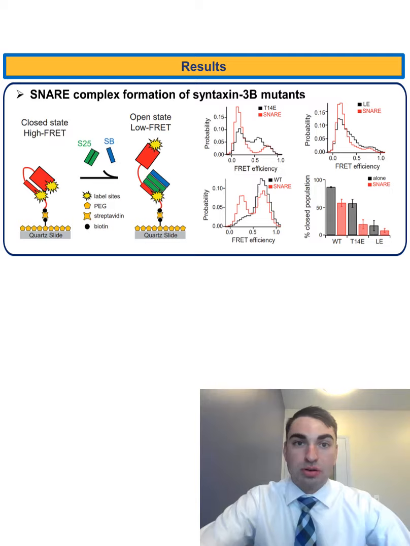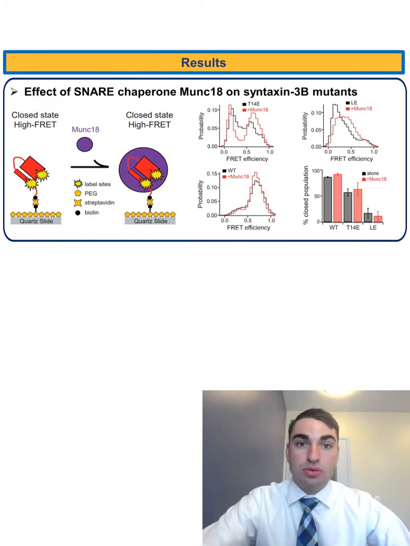Next, we monitored how efficiently the syntaxins form ternary SNARE complex, and we added SNAP25 and synaptobrevin at 10 micromolar concentration. What we found was that the phosphomimetic mutation and the LE mutation efficiently created ternary SNARE complex assembly compared to the wild type. And finally, we looked at the effect of the SNARE chaperone MUNC18, which is known to bind tightly to syntaxin, locking it in a closed conformation. Interestingly, MUNC18 was not able to close the phosphomimetic mutant and the LE mutant.